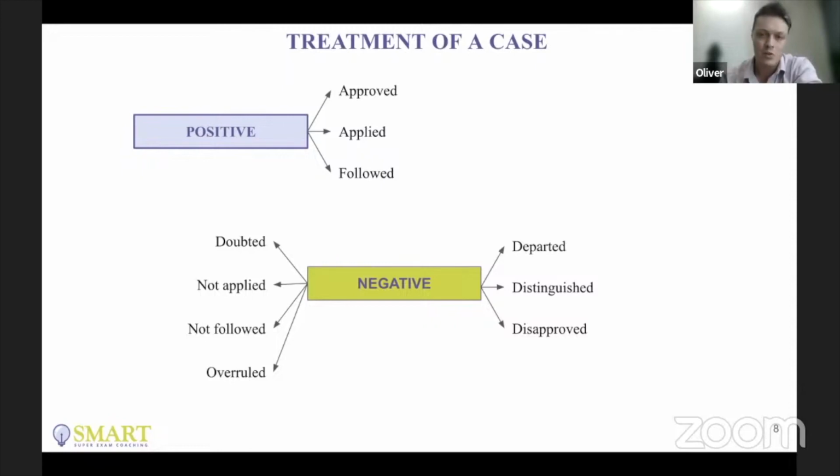The application as well may not necessarily be the same as following. You can apply a legal principle without following a specific precedent. So I could apply something in my case that was decided in an earlier case without following the specific rule or outcome in the earlier case. Following then is to directly follow with the same or similar outcome.